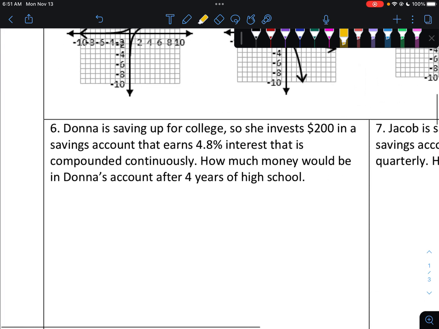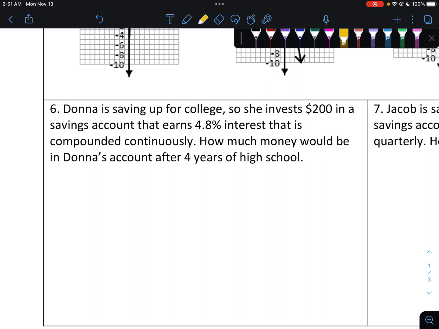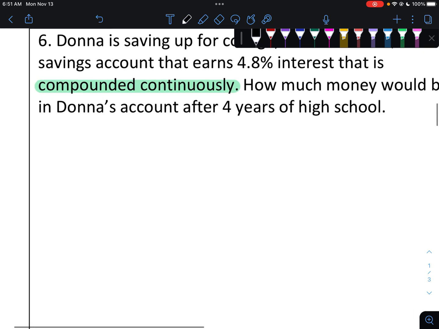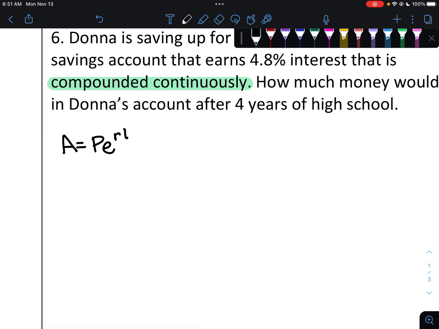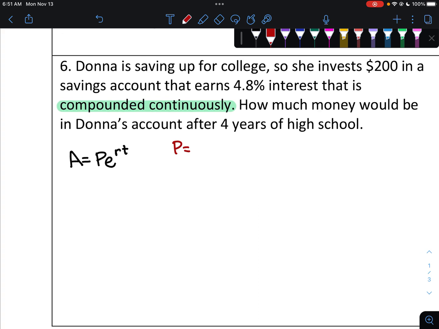Okay, so next one. Donna is saving up for college, so she invests $200 in a savings account that earns 4.8% interest that is compounded continuously. How much money would be in Donna's account after 4 years? So did you see the key phrase? Compounded continuously. So that means that we're going to use the formula A equals P times e to the rt power. So we were given P. P was how much she started with, which was $200.